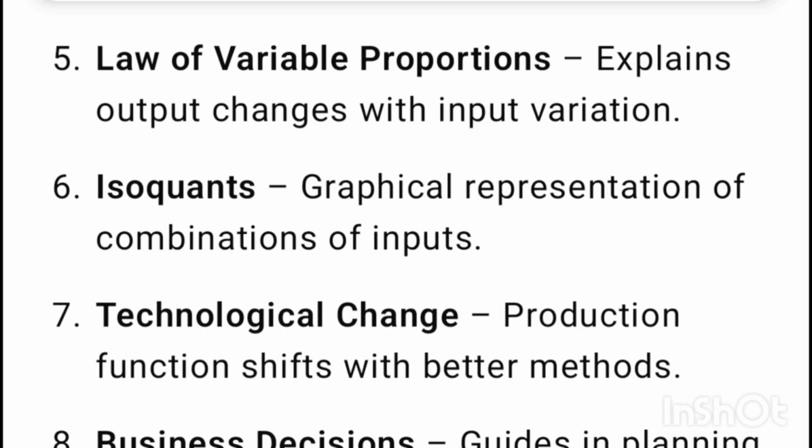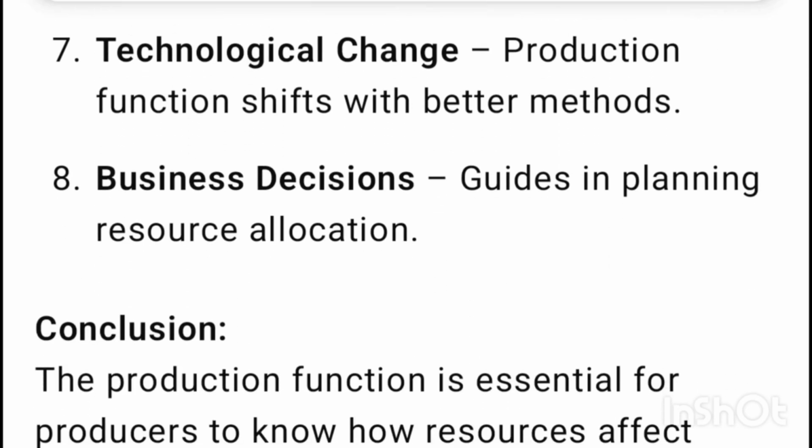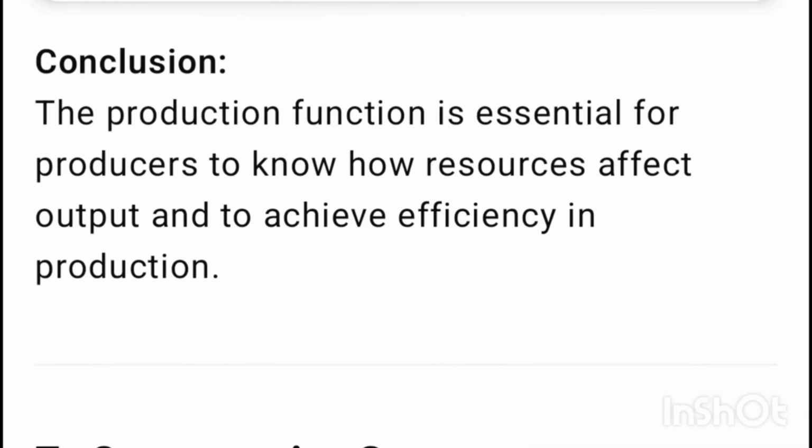6. Isoquants, graphical representation of combinations of inputs. 7. Technological change, the production function shifts with better methods. 8. Business decisions, guides in planning resource allocation. Conclusion. The production function is essential for producers to know how resources affect output and to achieve efficiency in production.